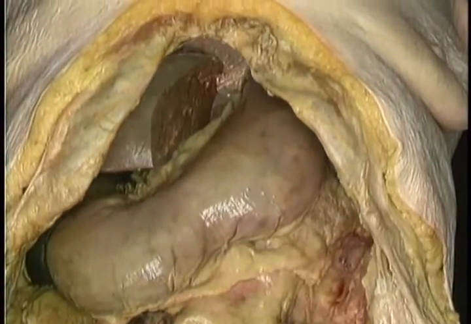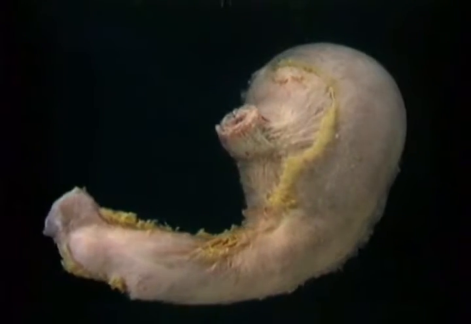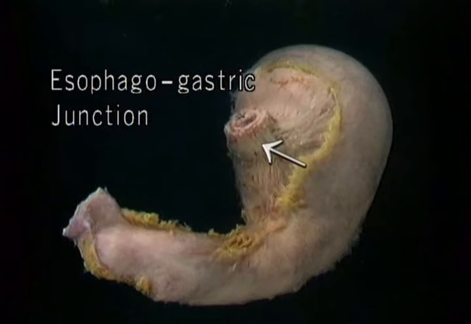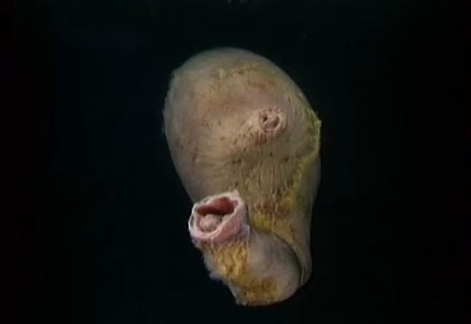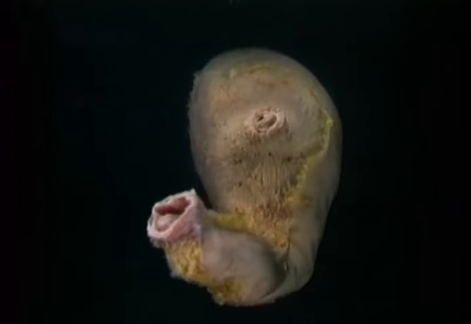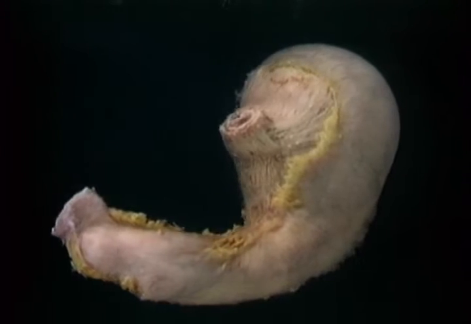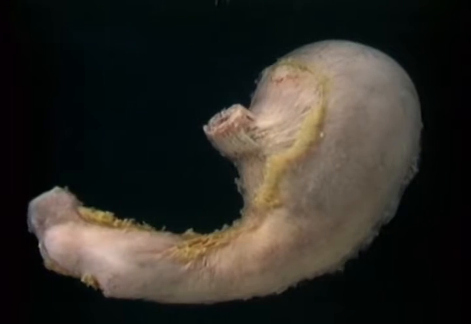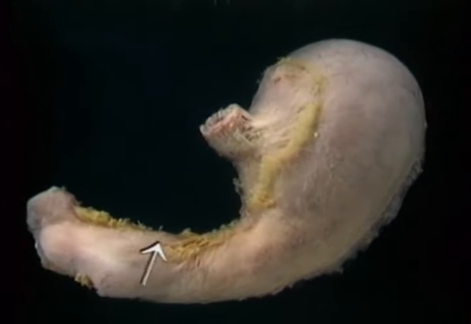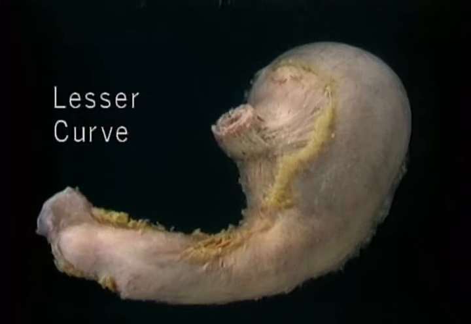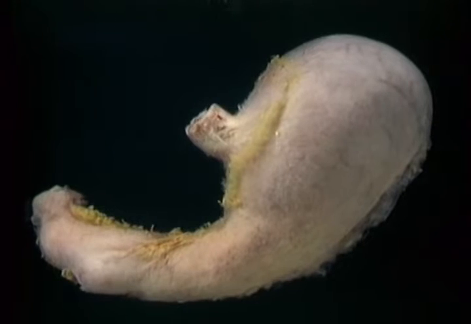To get a more complete view of the stomach, we'll look at it in isolation. Here's the way in, the esophagogastric junction. Here's the way out, the pylorus, which leads to the first part of the small intestine, the duodenum. The narrow part of the stomach leading to the pylorus is the pyloric antrum. In this specimen, it's unusually narrow. This broad curve facing to the left is the greater curve of the stomach. This much tighter curve facing to the right is the lesser curve. This upward and backward bulge is the fundus of the stomach. It sits right below the diaphragm.